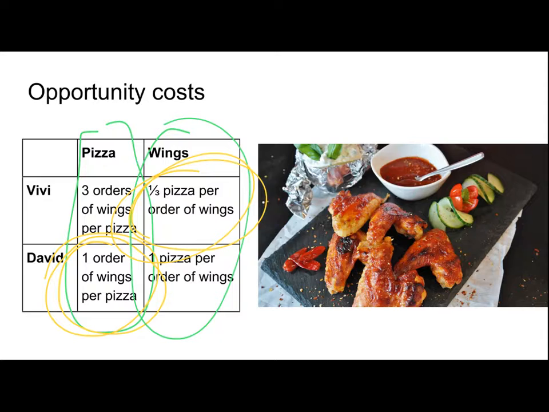A couple of people answered B, but A was the better guess, or the better attempt, that David did have a comparative advantage in pizza, and that's more valuable. How do we know it's more valuable? Well, we're given the price information that you need to give up 2 wings to get one pizza, 2 orders of wings to get 1 pizza.